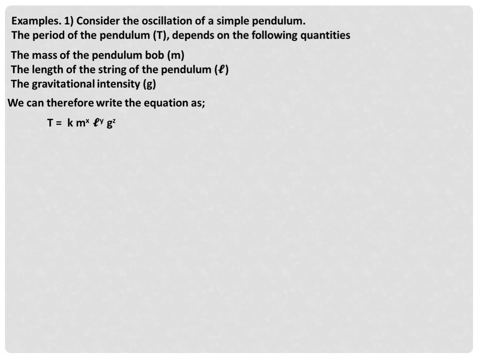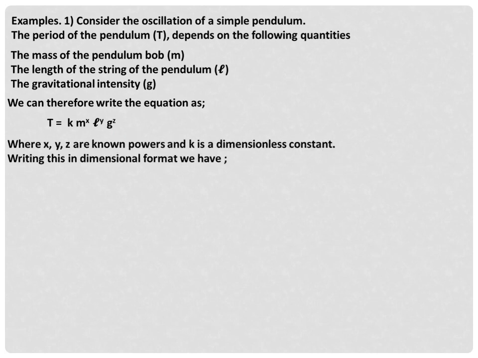Now, let us go step by step. X, Y, and Z are known as powers, and K is a unitless constant. It can be a quantity like half, 5, pi, 20, or some other value which does not have a unit. Writing this equation now in dimensional format, it means we have to introduce square brackets. What do we have?